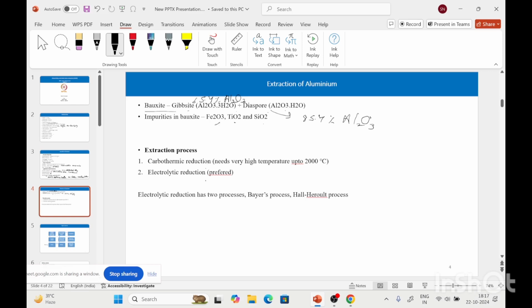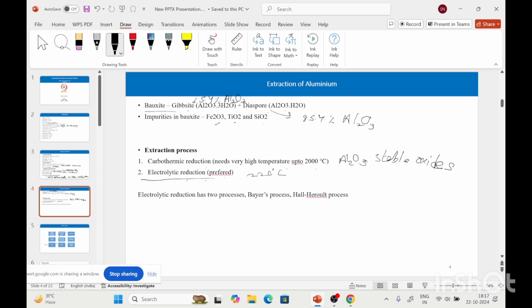So the carbothermic reduction needs a very high temperature, up to 2000 degrees Celsius, because Al2O3 is a stable oxide. To disintegrate the aluminum oxide needs very high temperature during carbothermic reduction, and that's why it's not preferred. Second is the electrolytic reduction, that generally works at 220 degrees Celsius. So the electrolytic reduction is generally applied.